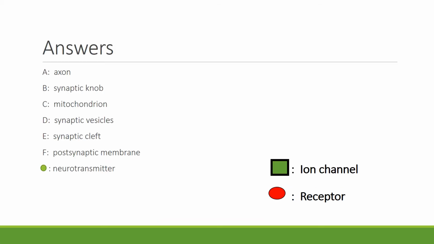The green square is the ion channel. That's the place through which the chemical has to pass. The red oval is the receptor. A is the axon, B is the synaptic knob, C is the mitochondrion, which is responsible for producing ATP, D are the synaptic vesicles, E the synaptic cleft, F the postsynaptic membrane, and the green circle represents the neurotransmitter.